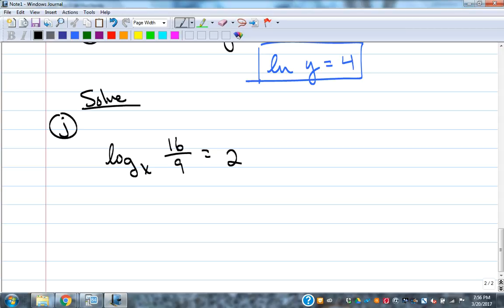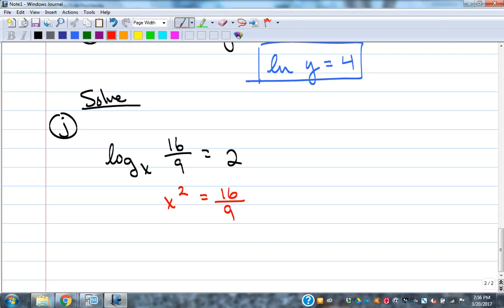I don't know a whole lot about log base x, but I do know some stuff about rewriting logs as exponentials. That looks weird because it's log base x. That's not even a base number. But if I rewrite it as an exponential, maybe it makes sense. So that would be x to the second power is equal to 16 over 9. That looks a little bit more familiar, as in something I know how to solve.